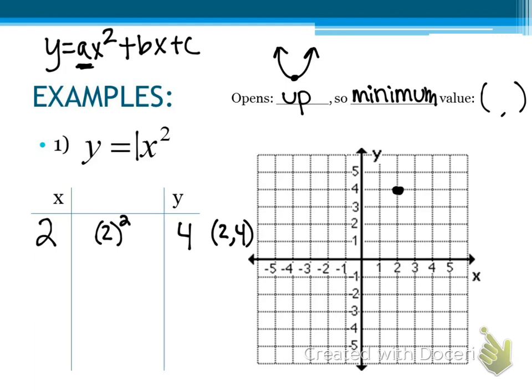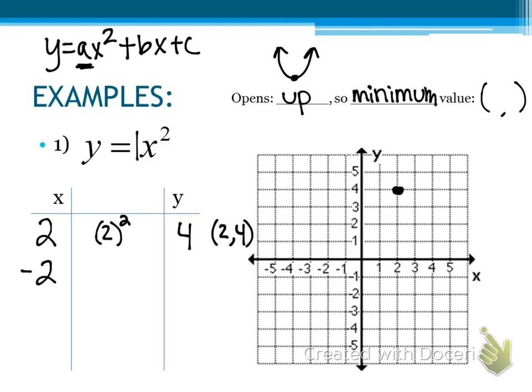Keon, what do you want to plug in? 5 is going to be too big. Deja, what do you want to plug in? -2. I think that's a good idea. We need to plug in both positives and negatives.